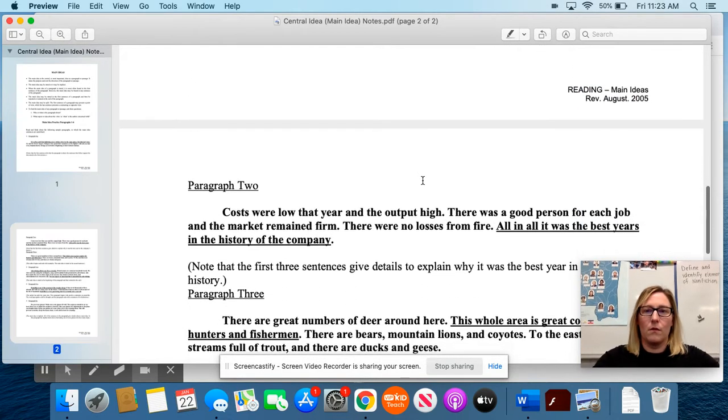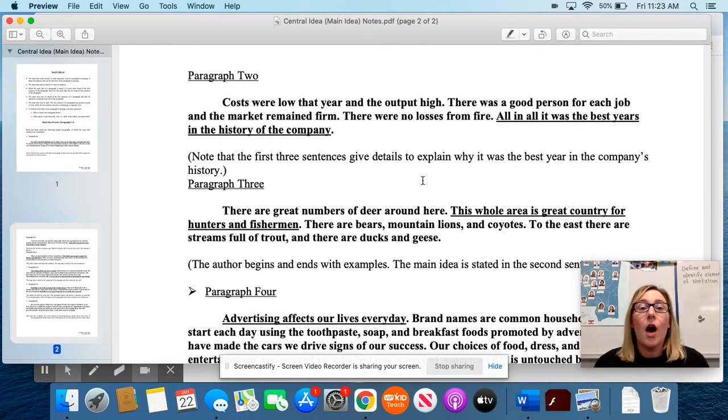Okay, let's look at another one. Paragraph 2. Costs were low that year and the output high. There was a good person for each job and the market remained firm. There were no losses from fire. All in all, it was the best year in the history of the company. Okay, so who or what is this concerned with? Well, it seems to be talking about all the good stuff that's happened at some company. Well, all that good stuff leads me to that last sentence, right? In this case, the central idea is in the last sentence, not the first sentence. It was one of the best years in the history of the company.